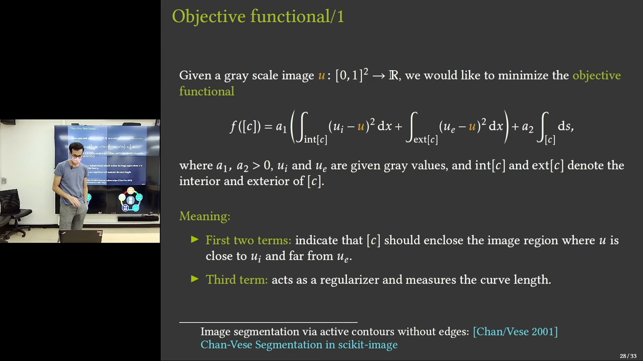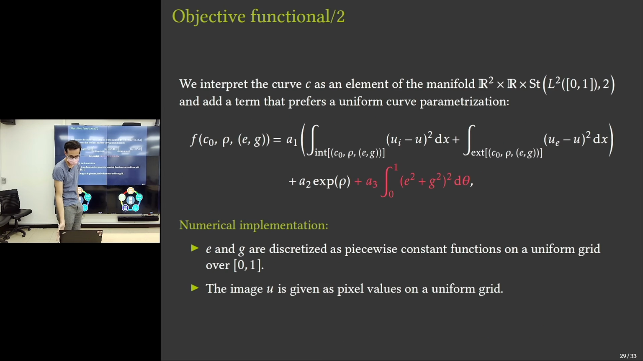The first two terms in the functional indicate that the curve should enclose the image region where U is close to UI and far from UE. And the third term acts as a regularizer and measures the curve length. It is actually the curve length because it's the integral over the curve of ds, and in the next expression it is replaced by the result, which is exactly exp of rho.